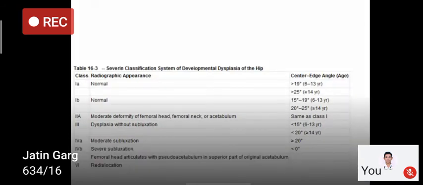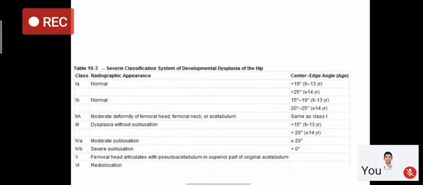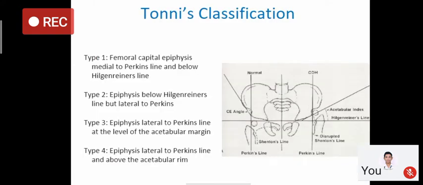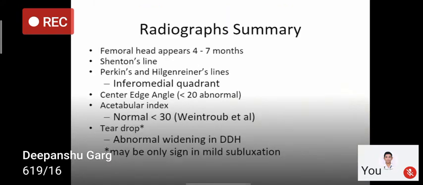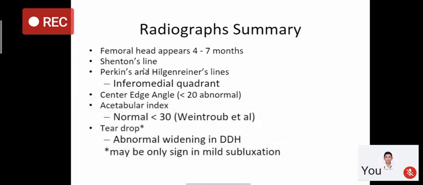These are the different classifications. Severin classification system, you do not need to know it. Tonnis classification, again, you don't need to know it. Radiographic summary is Perkin line, Shenton line, femoral head appearance, center edge angle, acetabular index, and teardrop. There is normal widening in DDH. It may be only seen in mild subluxation.